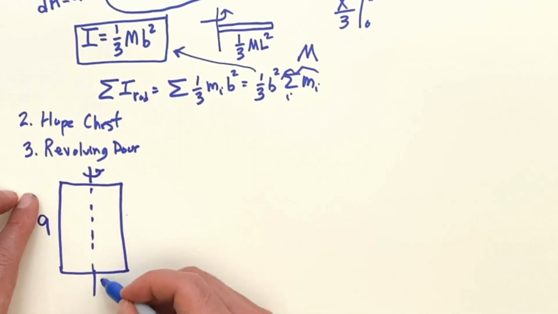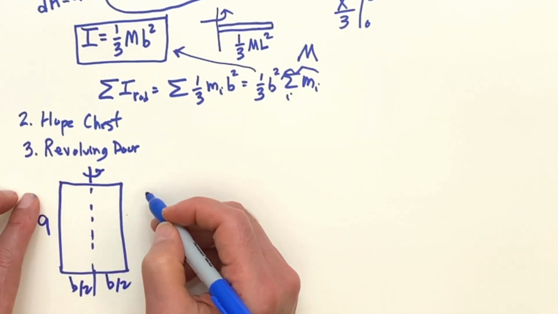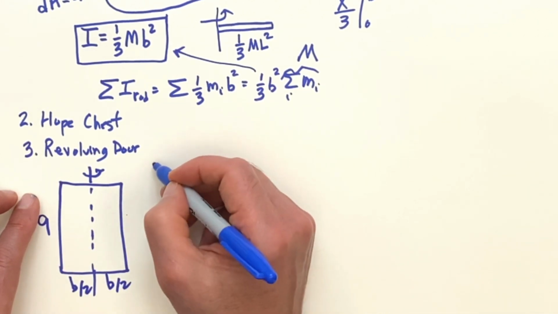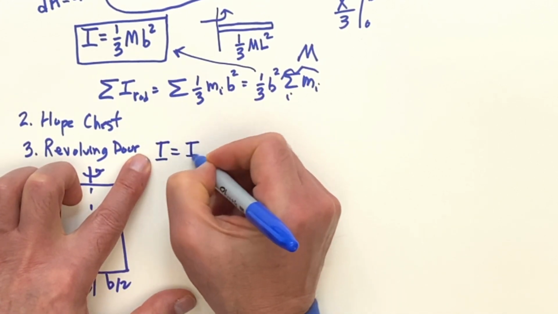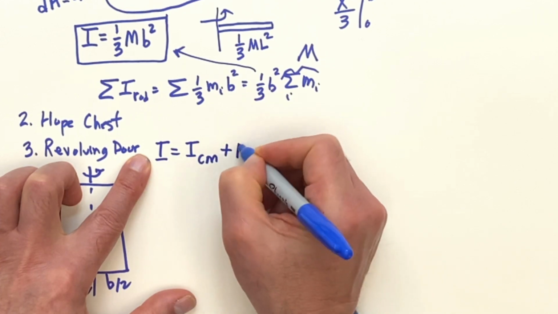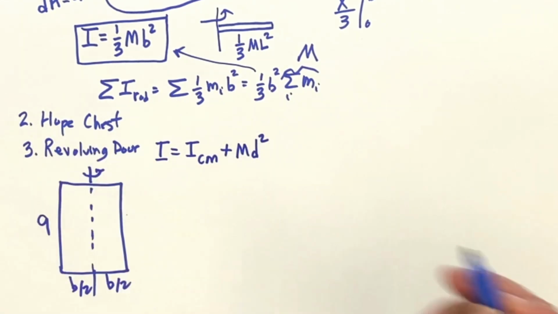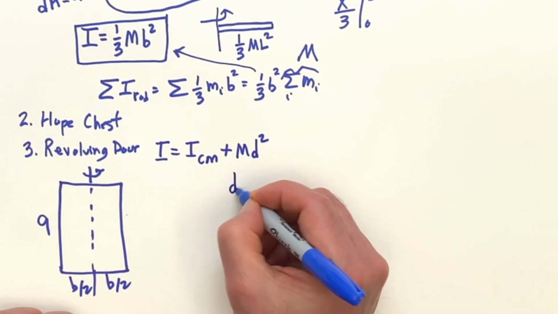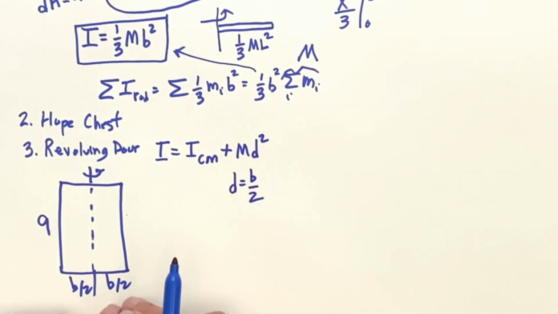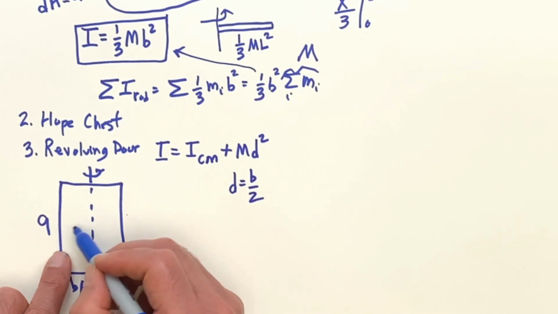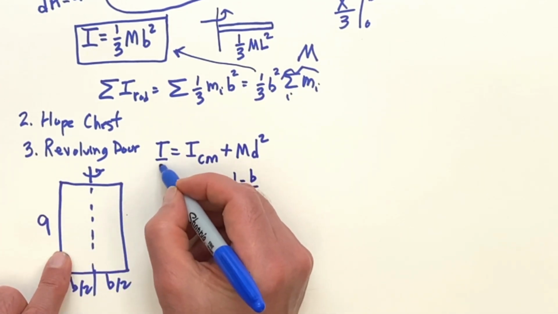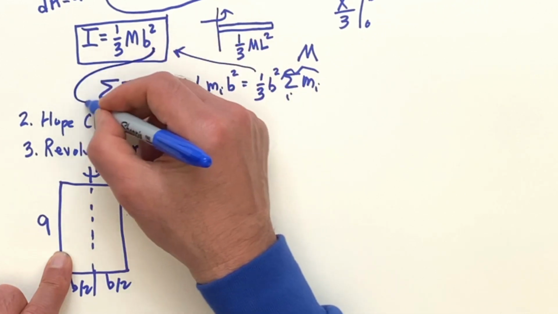So here you have A. Here you have B over 2 and B over 2. So we have the same width. And we use the parallel axis theorem, which says that I is equal to I of the center of mass plus the mass times how far you're away from the center of mass, that axis. So here, D is B over 2. That's how far we're going to be away, and this is the edge. So this is the edge one. This is the one we already found here.